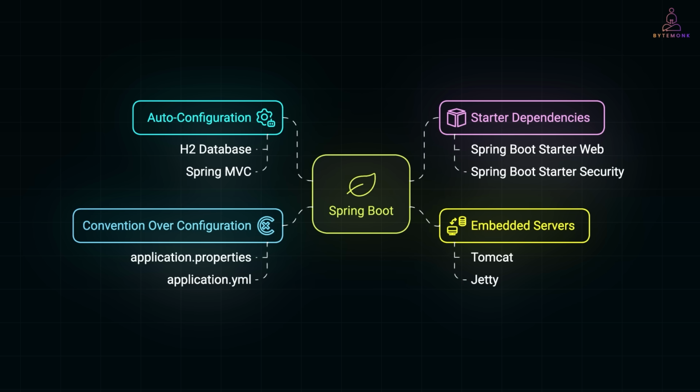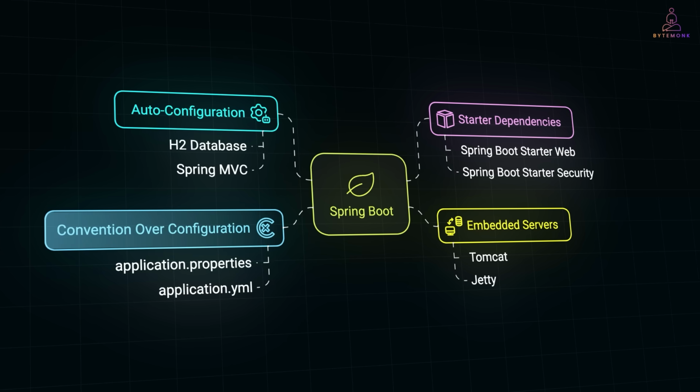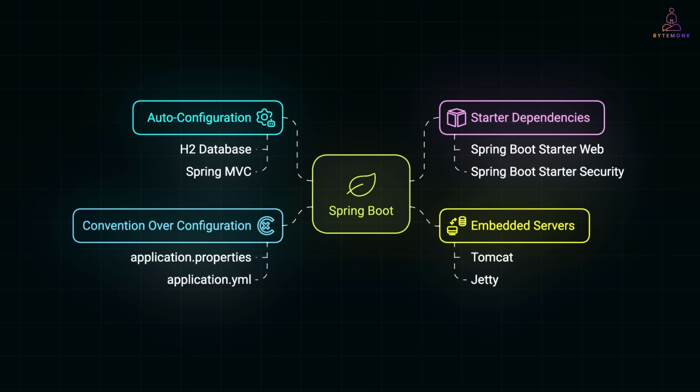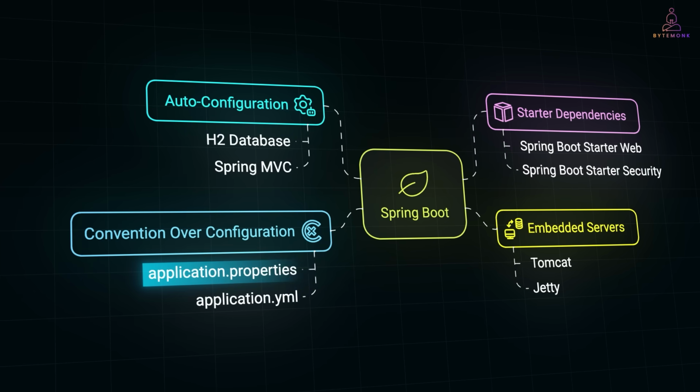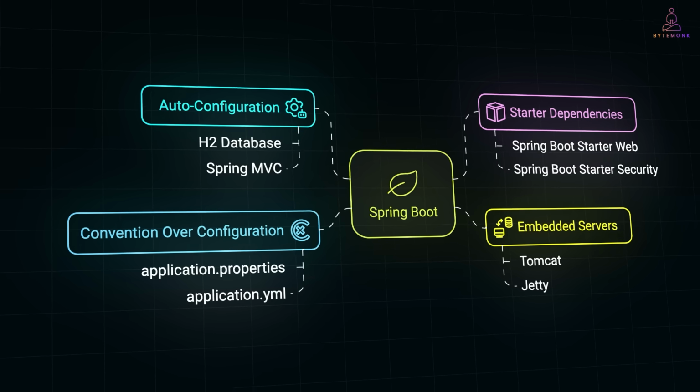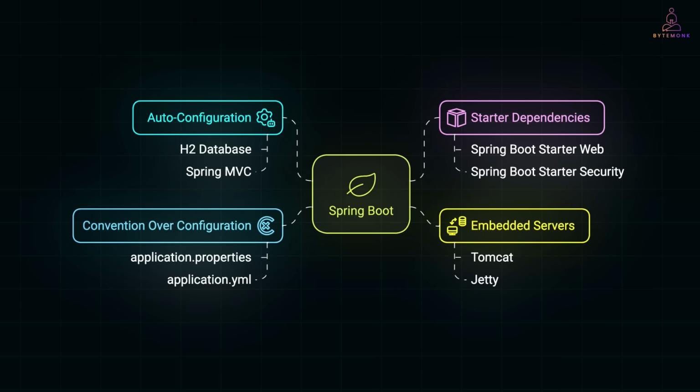And finally, Spring Boot embraces convention over configuration. If you follow the defaults, Boot just makes things work. It looks for an application properties or YAML file, loads your configs automatically, and even assumes where to scan for components based on your package structure. You don't need to set everything manually unless you want to. And this drastically cuts down boilerplate and lets you jump straight into writing business logic.